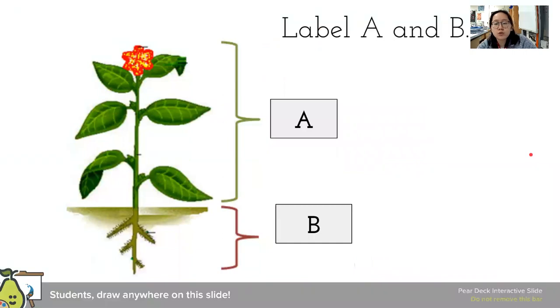So use your drawing tool. You can write it, or you can use text boxes. You're going to label what A is and what B is. Remember, the two terms are going to be shoot system and root system. Pause and complete this.